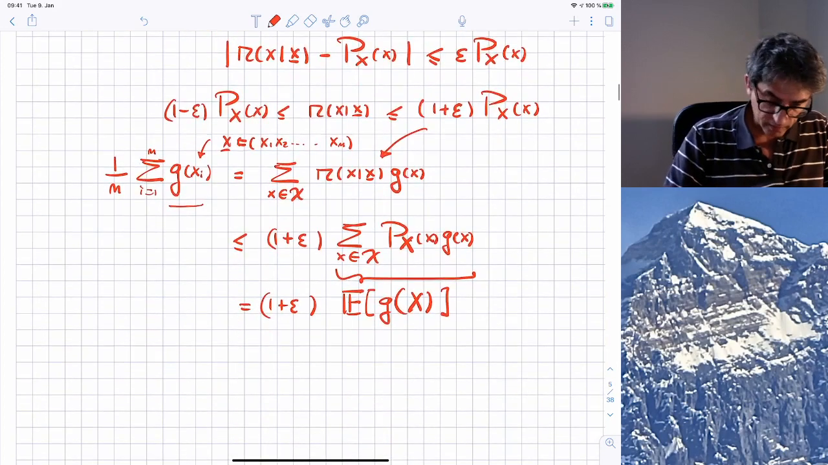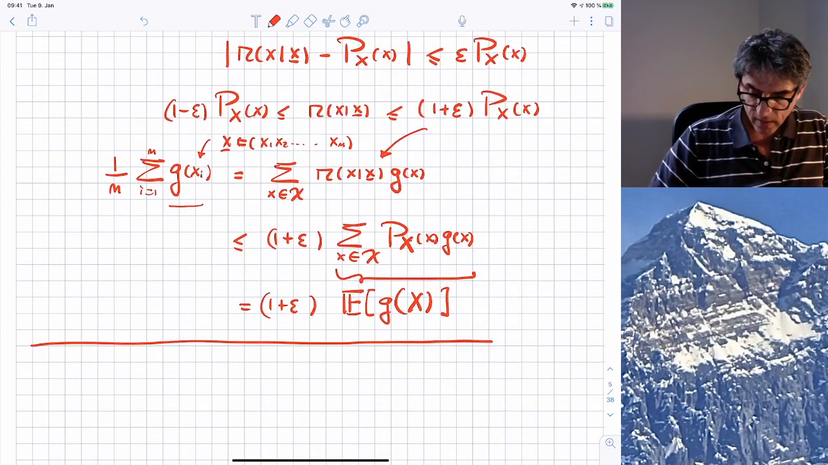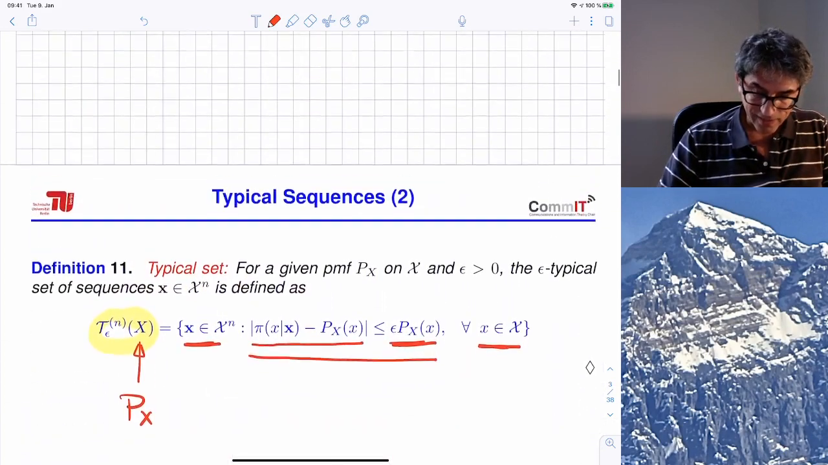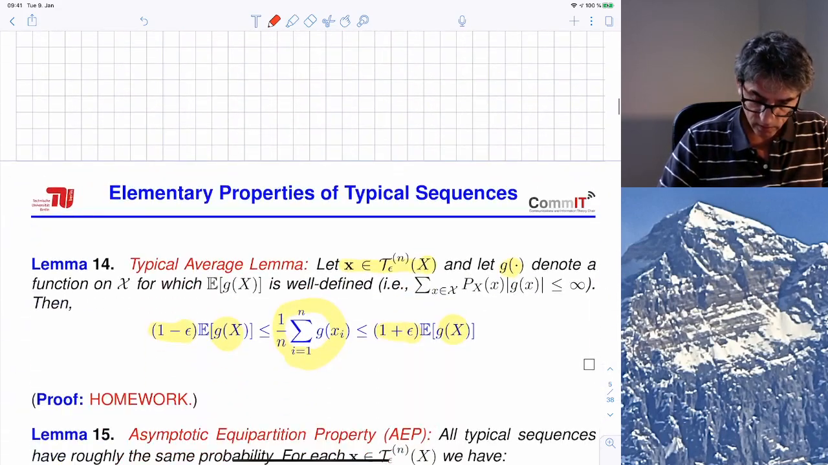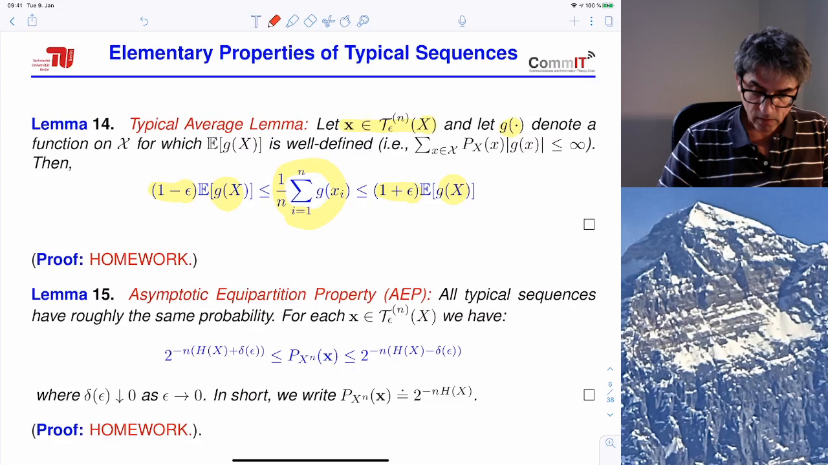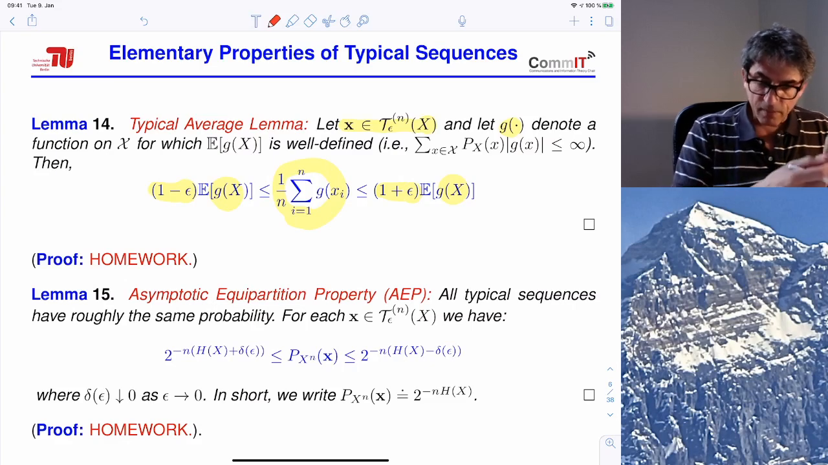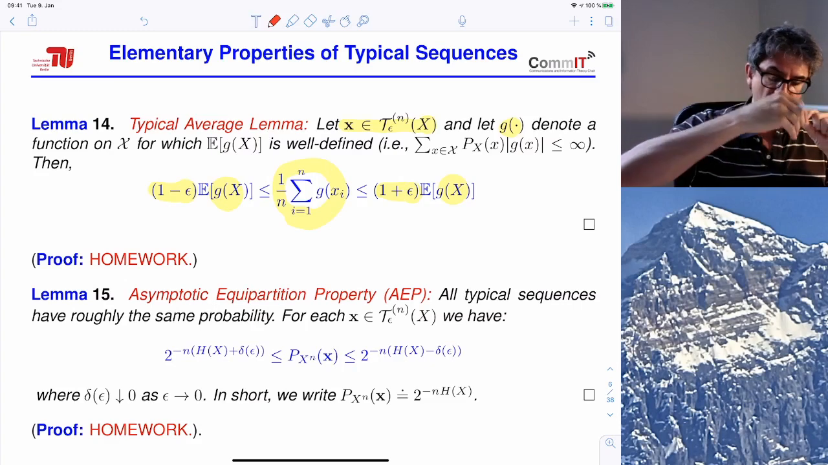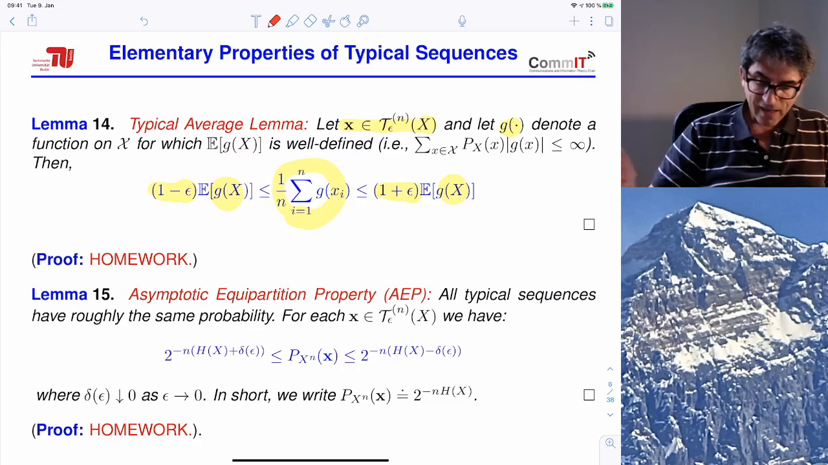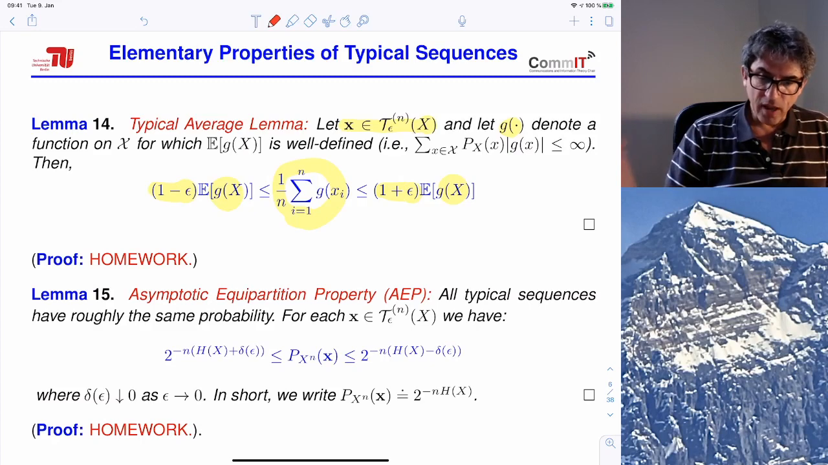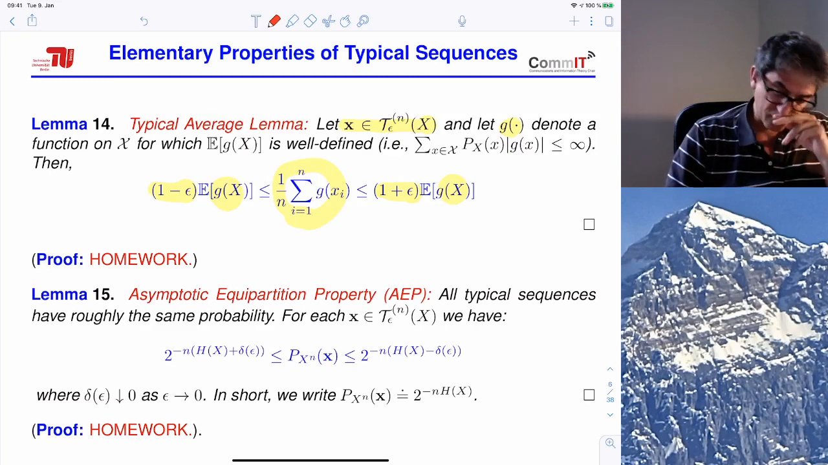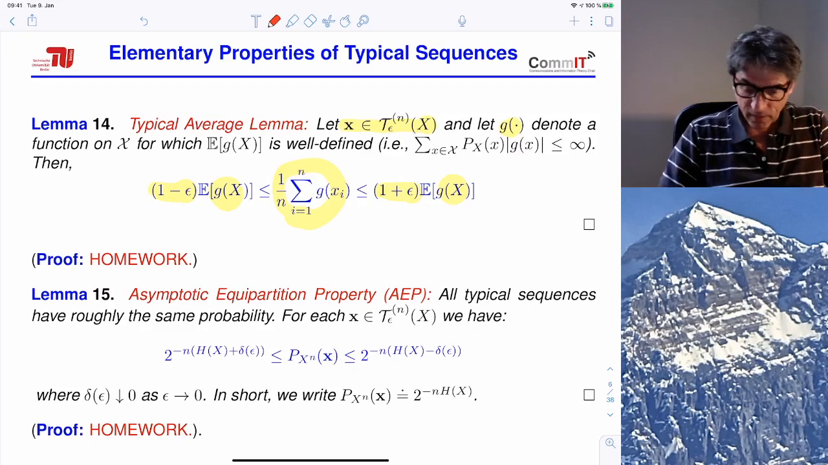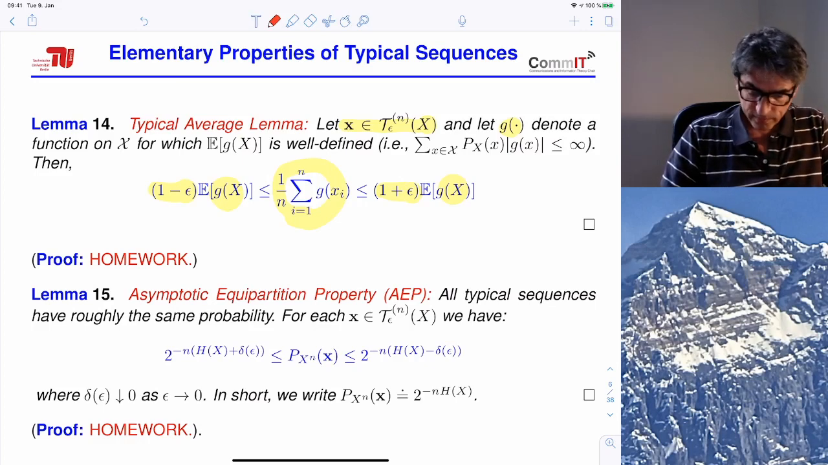So this proves very simply the typical average lemma, which means that if I have a typical sequence, the empirical mean of a given function on that sequence cannot be too far from the ensemble mean. So it has again an expected behavior in that sense. The deviation of the empirical mean from the ensemble mean is between 1 minus epsilon and 1 plus epsilon. Okay.